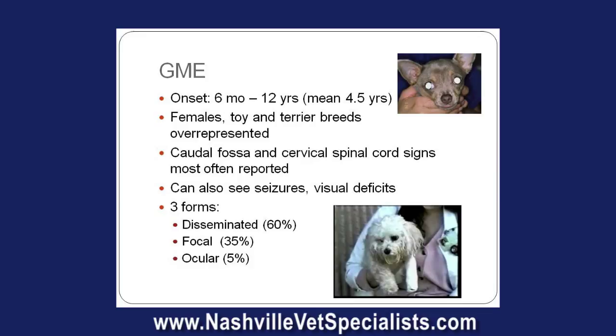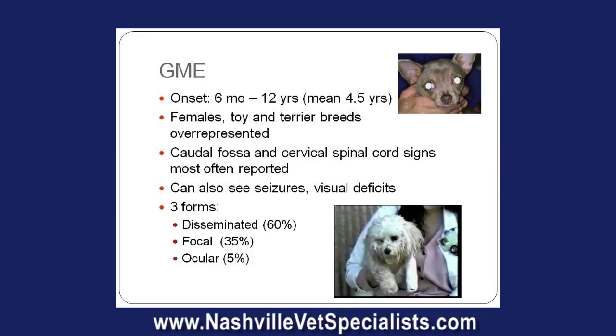The caudal fossa, so the brainstem signs, are pretty prominent with this disease. You can see cervical signs. Some dogs can present with just cervical signs and have no intracranial signs. It can affect multiple areas of the brain. You can see seizures and visual deficits. It's believed to have three forms.